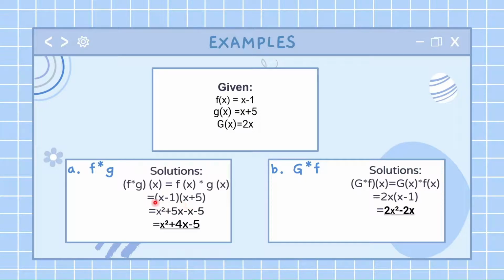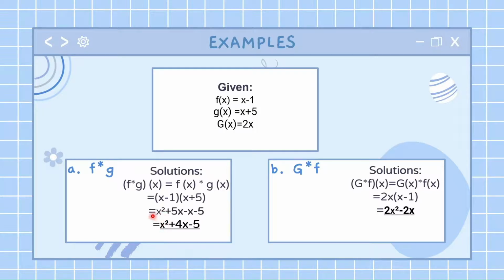So FOIL. First, x times x would give us x squared. Outer, positive 5 and x, that would give us 5x. Inner, negative 1 and x, that would give us negative 1x, or simply negative x. And last, negative 1 and positive 5, which would give us negative 5. So that would be the result of us using the FOIL method. Now, it's time for us to simplify it since it's already pretty arranged. Okay, so let us simplify.